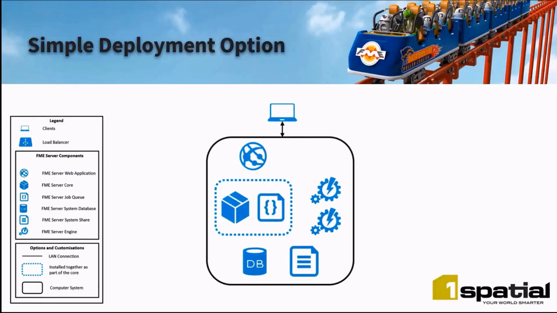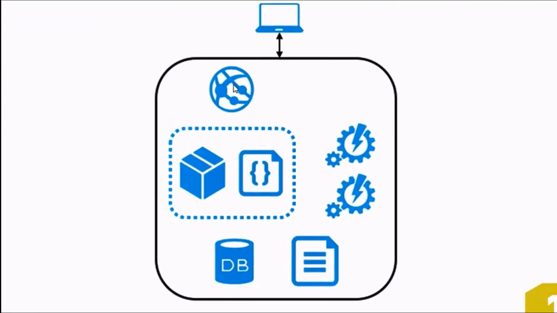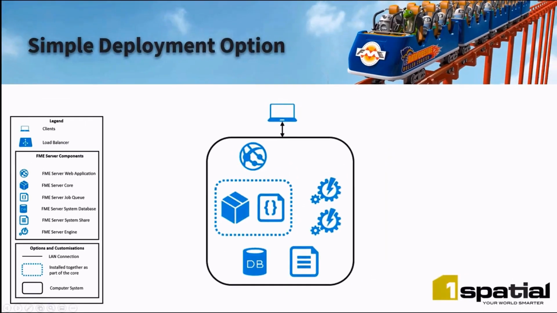In this first example, we can see that it's a very simple deployment where all the FME Server components are located on the same machine. We've got the FME Server web application here, the FME Server core and job queue, the FME Server system database, the FME Server system share, and also the FME Server engines. This kind of deployment is typical of an FME Server Express installation, which incidentally is now also an option for FME Desktop 2021. An Express installation that is, making it simpler than before to get up and running with FME Desktop and consistent with the approach with FME Server.